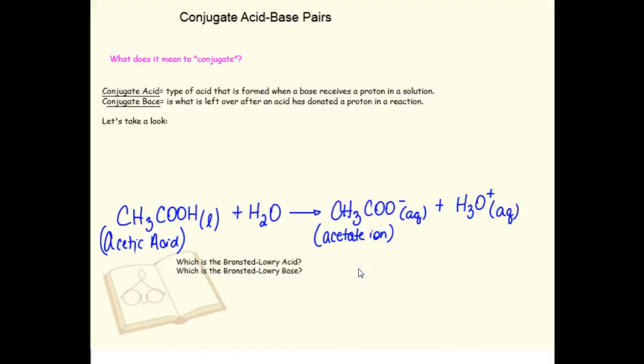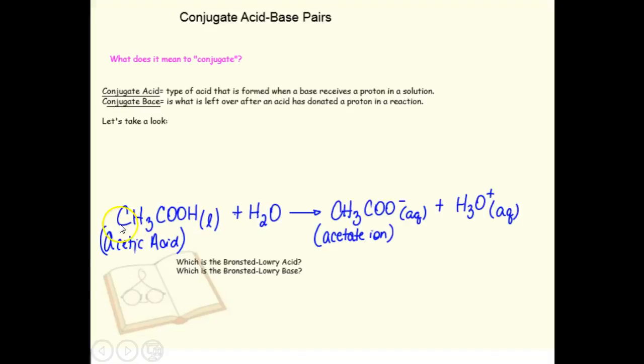Okay, so then we started to talk about conjugate acids and conjugate bases, and I see some spelling errors. Okay, now we're going to take a look at another type of acid-base property, and we're going to call it a conjugate acid-base pair. A conjugate acid is the type of acid that is going to receive a hydrogen ion, and a conjugate base is a type of base that donates the hydrogen ion or the proton.